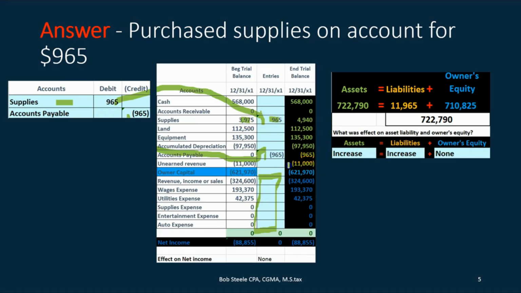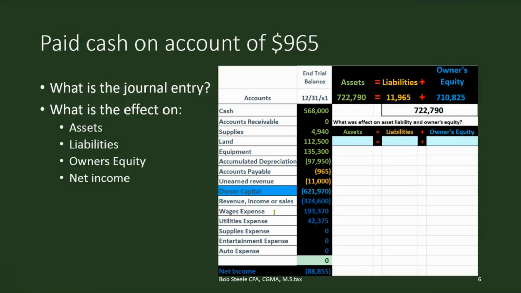And now we're working with the liabilities here. We can see that the liabilities also increased and there's no effect on owner's equity because there's no effect on the blue accounts down here. Next transaction, paid cash on account for $965.